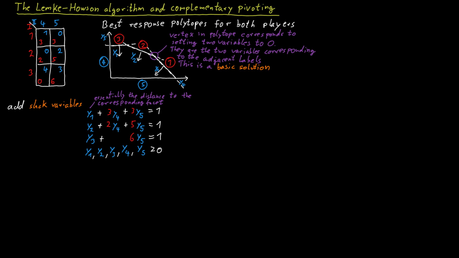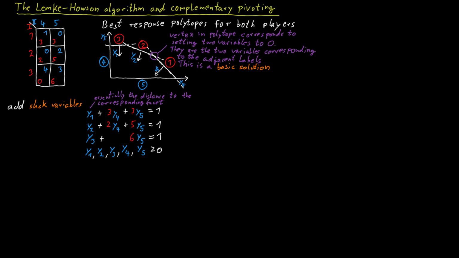Now, here's a way of how to keep track of our current basic solution. So say we want to express that we are currently at a specific vertex in the polytope, meaning two of the variables are 0 and the other variables have some positive values. Now, how should we express this? How should we keep track of this?